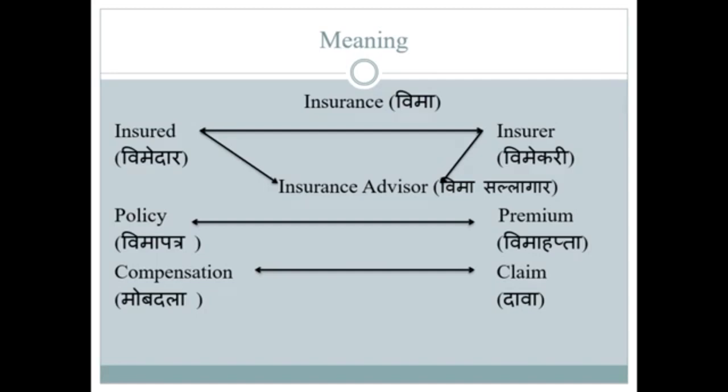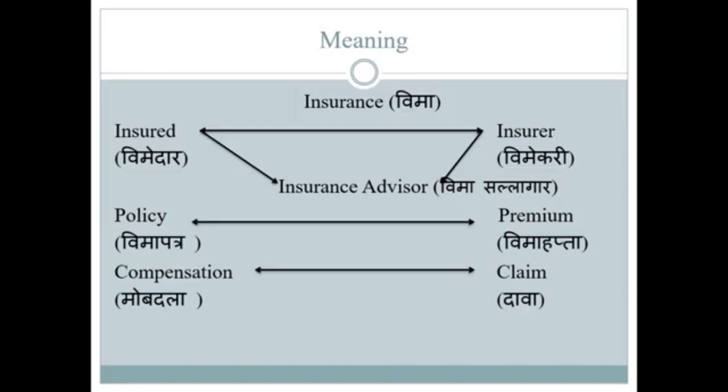Insured, which in Marathi is called विमेदार. Who is insured? Insured is a person who is in need of an insurance policy. And the other party towards this insurance contract is named the insurer. Insurer is a person who offers an insurance policy. Here insurer literally means the insurance company. Insurer in Marathi is called विमेकरी, that is, the insurance company.